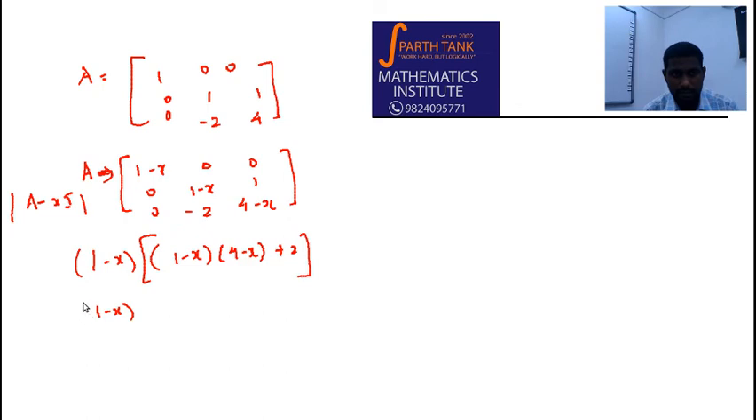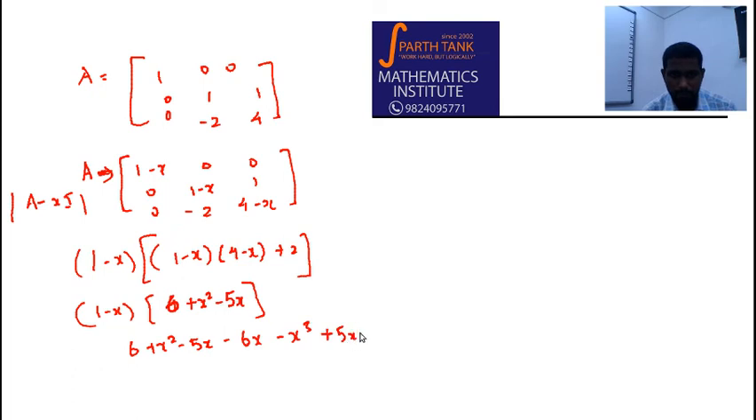So there is 1 minus x into 4, and then I have plus x squared, and then minus 5x plus 2 makes it 6. So this becomes 6 plus x squared minus 5x minus 6x minus x cubed plus 5x squared. Okay, so this equation is minus x cubed plus 6x squared minus 11x plus 6, and put this determinant to be equal to 0.